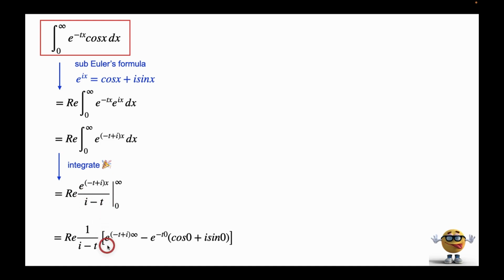So to evaluate it, in the limit as x goes to infinity, this term goes to 0 because of the negative sign right here. At 0, e to the 0 is 1, cos 0 is 1, and sine of 0 is 0, so this whole thing becomes negative 1. So all of that becomes the real part of 1 over t minus i. And I have t minus i here instead of i minus t because of this negative 1. I just distributed this negative into the denominator, and by doing that I can switch the terms, so I don't have to deal with the negative sign.